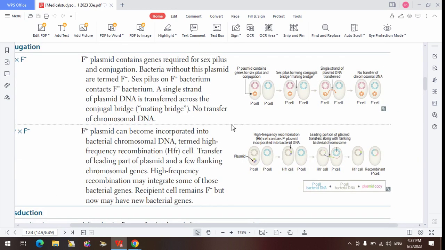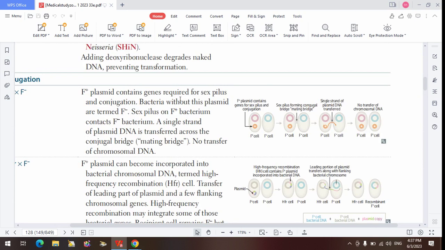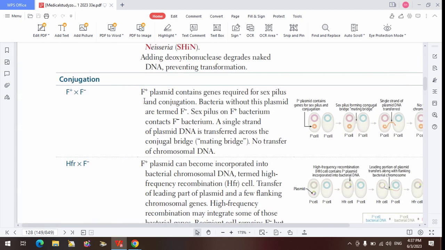Okay. So let's go back to the first image now. You can have conjugation between a cell that is F positive and a cell that is F negative. You cannot have conjugation between F positive and F positive because there's nothing to transfer. Both of them have the plasmid.